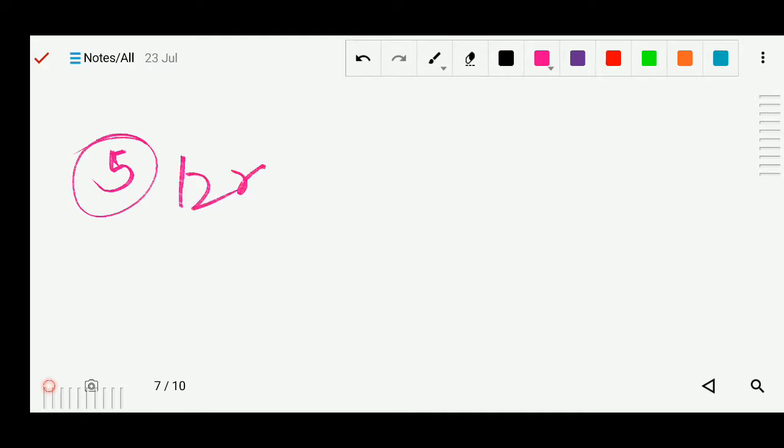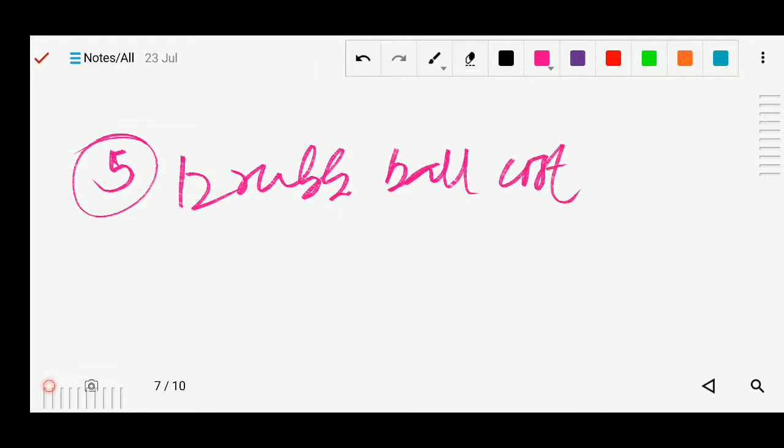number 5, 12 rubber balls cost rupees 50. Okay, now in this question rupees 20 is given. In 12 rubber balls, the cost is rupees 50. How many can I buy for rupees 20?